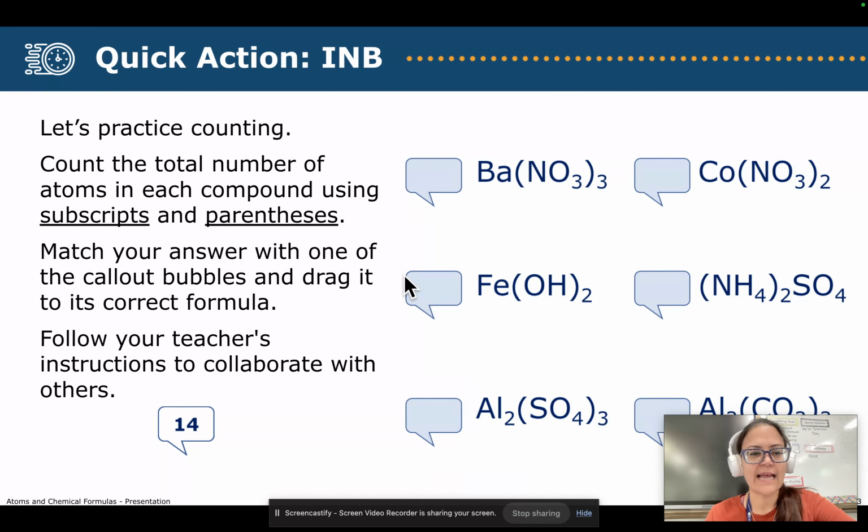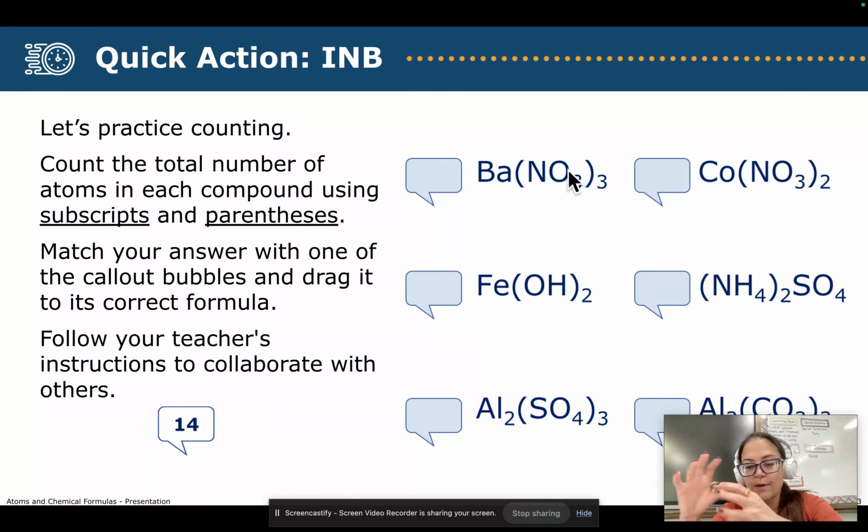All right, so we're going to practice counting a couple of these, and there are some on your paper as well. So here we have barium, and then we have nitrogen and oxygen. We have 3 oxygens. So how many bariums do we have? 1, because there's no number, it's just got 1. How many, inside the parentheses, how many nitrogens do we have? We have 1 nitrogen, and we have 3 oxygens.